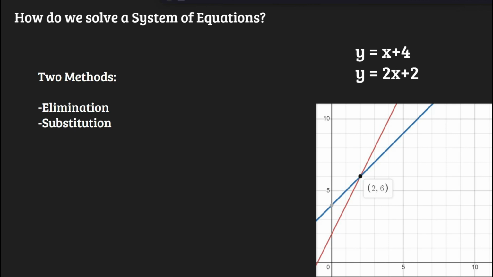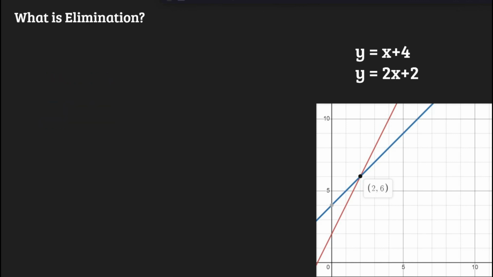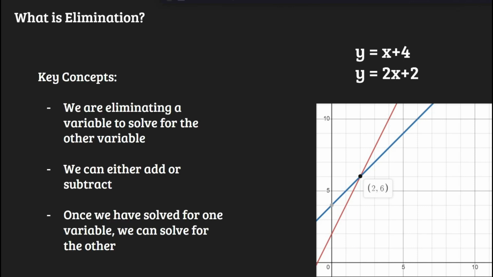So there are two main methods, and these are elimination and substitution. So we'll start with elimination here. What is elimination? In elimination, we are eliminating a variable to solve for the other variable. We can either add or subtract to do this, and once we have solved for one variable, we can solve for the other. Now, we can also use elimination twice to solve for both variables, and I'll show an example of that later on in this video.